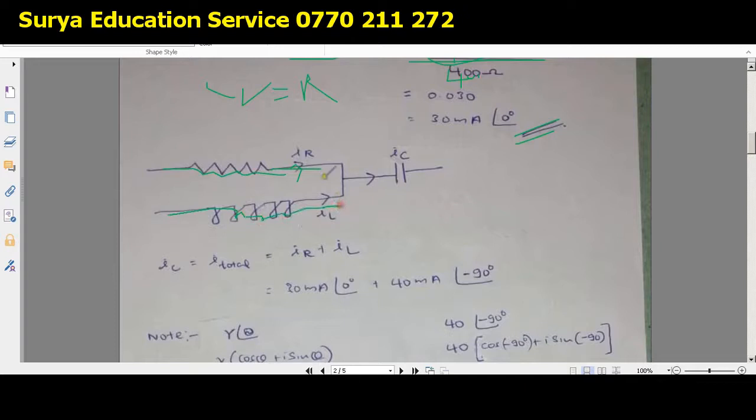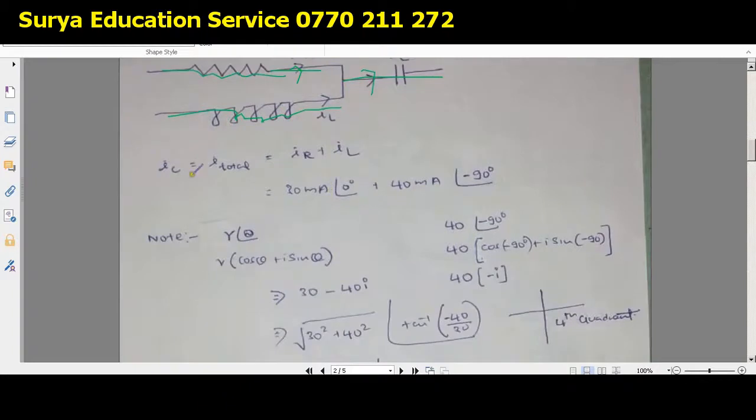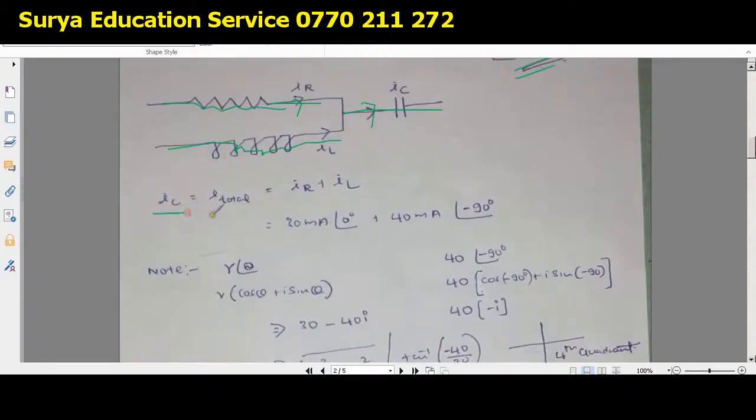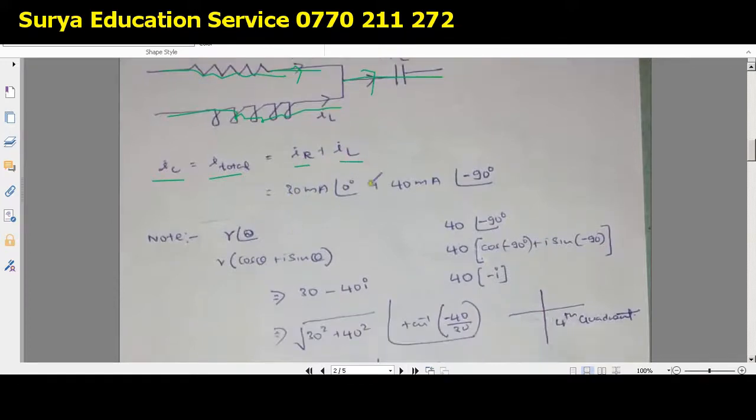Now we evaluated the current through this resistor, and also the current through this inductor. Those two currents will get added over there. So now we can evaluate the total current. The current through the capacitor equals the total current, that equals current through the resistor plus the current through the inductor. So that means 30 milliampere 0 phase plus 40 milliampere minus 90 phase, because the current lags by 90 degrees.